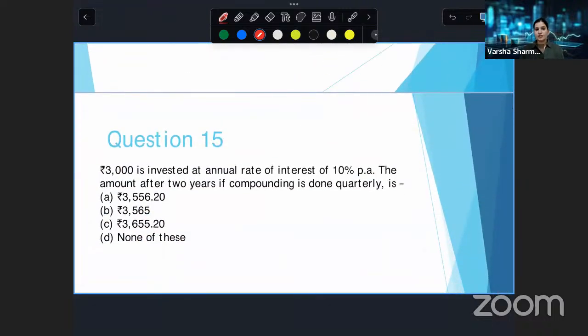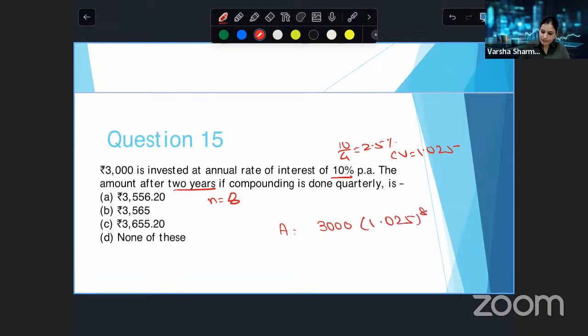15. Rupees 3,000 is invested at annual rate of interest of 10% per annum. The amount after 2 years, if compounding is done quarterly, 10%, 10 by 4 will be 2.5%. So my compounding value will be 1.025. 2 years mean 8 quarterly installment, 1 year, 4 quarter, 2 year, 8 quarters. So what we want is the amount, P times compounding value raised to the power 8. 3655.20. ठीक है सर? 3655.20.